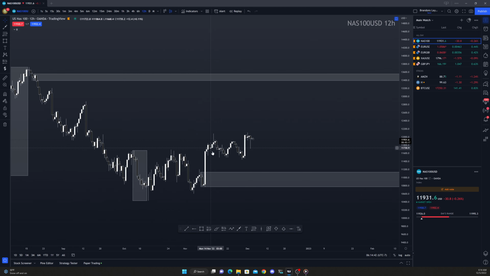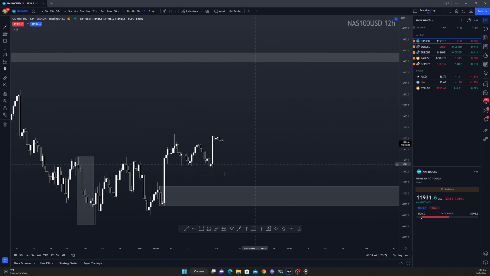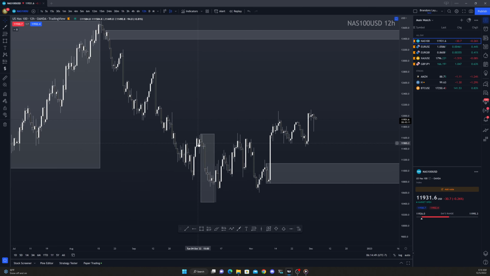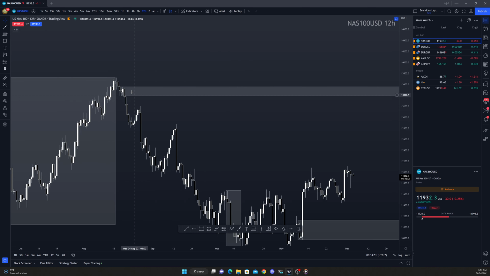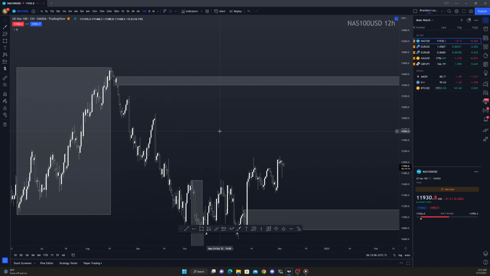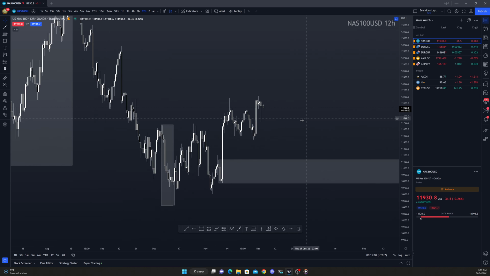Let's go ahead and zoom in a little bit. As we're moving in, it looks like we can still expect this. We had a mitigation of the open, you can see there, but in my mind it's still a perfectly good zone. We break up, break down, maybe here. I think this is a great zone to look to take longs up to.